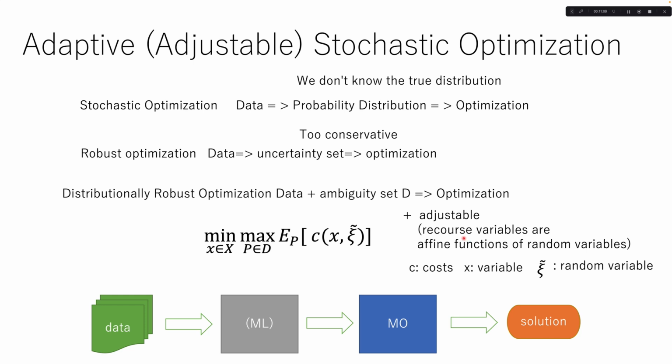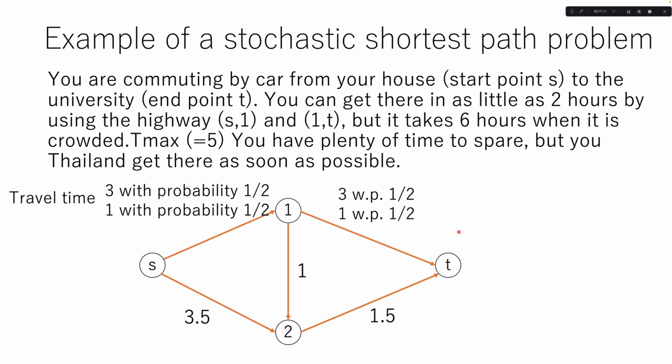Let's consider the example of the stochastic shortest path problem. You commute by car from home, starting point S, to the university, destination T. There is a route via the highway, S1, and 1T, that takes 2 hours in the best case but can take 6 hours if traffic is heavy, which happens with a probability of 1/2.